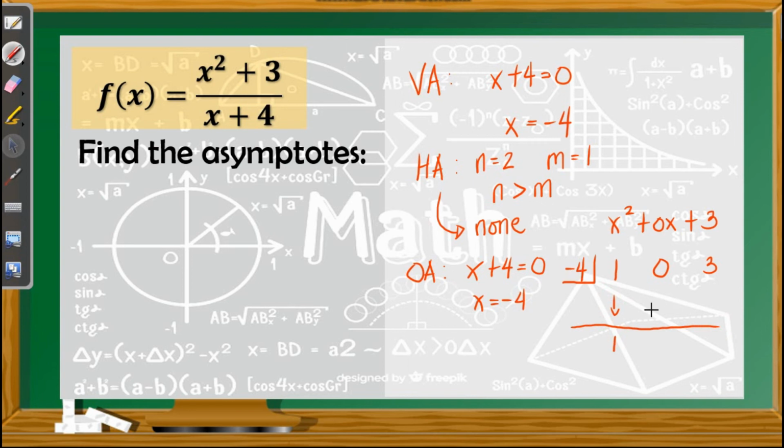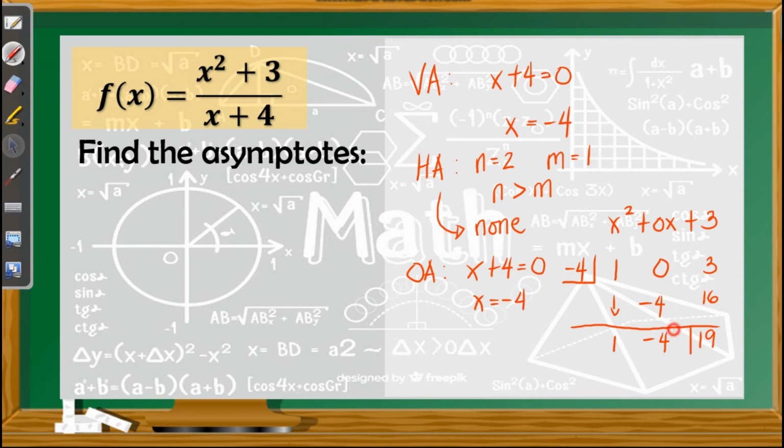1 times negative 4 is negative 4. Add, we'll have negative 4. Once again, the operations are multiplication and addition. Multiply, we have 16. Add, we have 19. So in this case, the oblique asymptote gives us the quotient. Take note that if there is a value at the end, it is the remainder. If this is 0, there is no remainder.